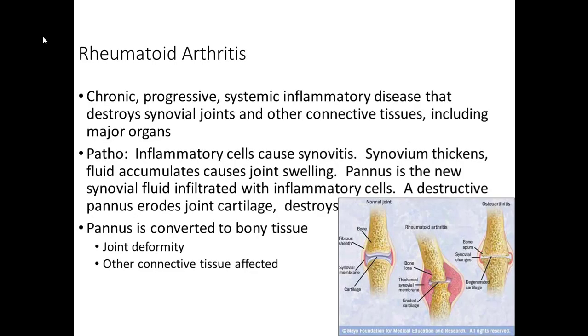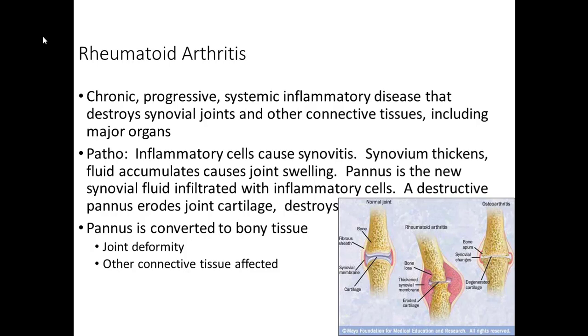Rheumatoid arthritis. This is an autoimmune, chronic, progressive, systemic inflammatory disease. It begins by destroying the synovial joints and the connective tissues like the cartilage in the joints, but it can also affect the major organs. People with rheumatoid arthritis get what's called synovitis, where the synovium thickens and more fluid accumulates, and the joint gets swollen. There becomes a new synovial fluid in there that has all these inflammatory cells, and it can destroy all the cartilage.